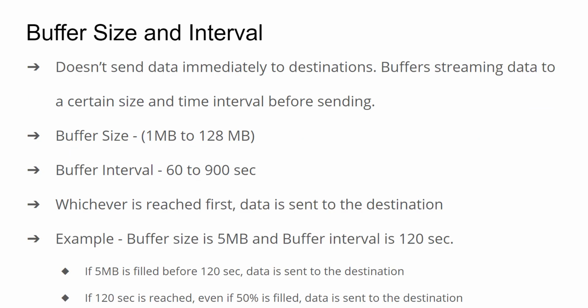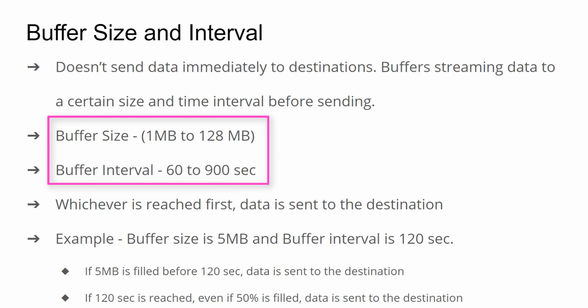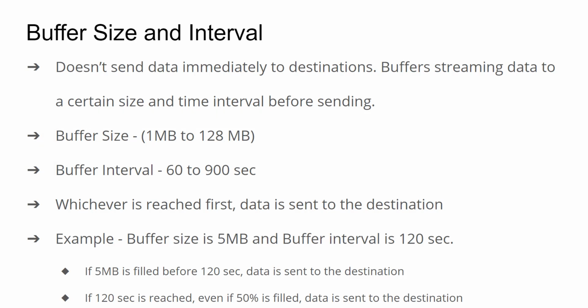Let's discuss the most important part of Kinesis Firehose, which is the buffer size and interval. We've already covered that Firehose is near real time. That means it buffers streaming data to a certain size and time interval before sending to the destination. We have a buffer size limit from 1 MB to 128 MB and an interval limit from 60 seconds to 900 seconds. When either of the limits is reached, data is delivered to the destination.